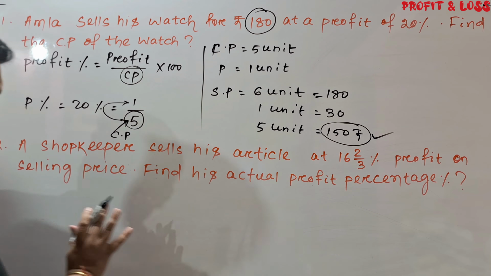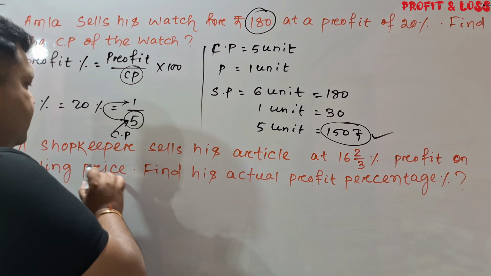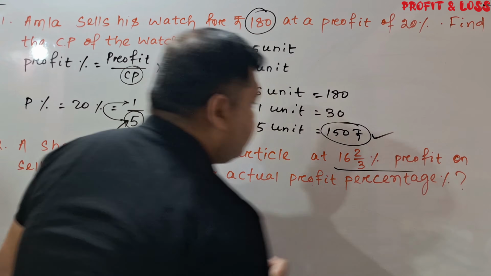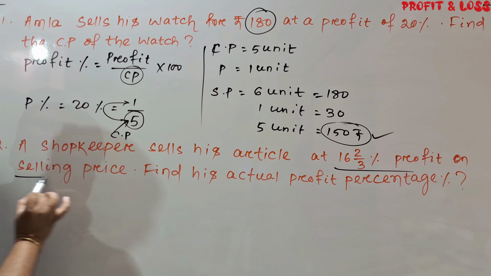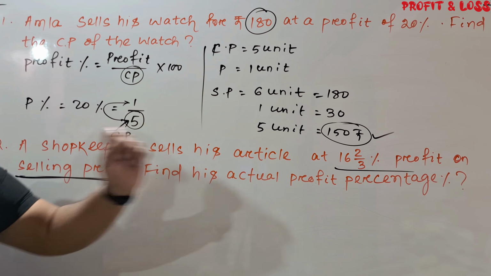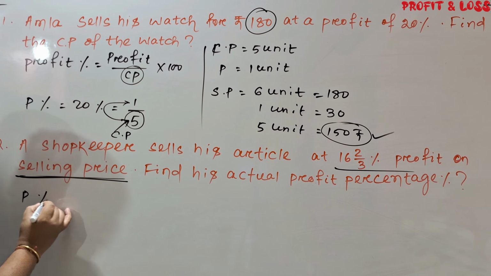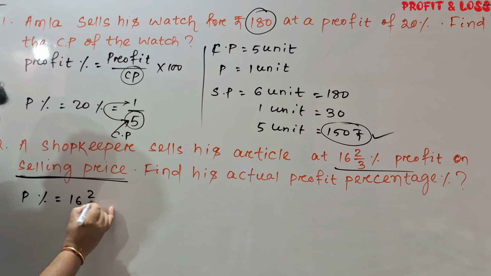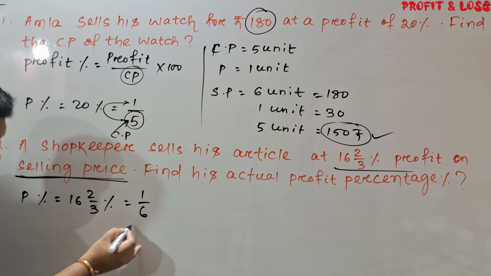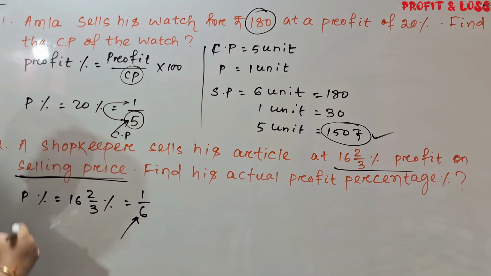Easy one. Can you handle question number 2? Similar but important. Why important? Here a shopkeeper sells his article at 16 whole 2/3% profit on selling price. Normally profit is calculated on cost price, but here the profit percentage is given on selling price. 16 whole 2/3% means 1/6. Normally this 6 indicates cost price, but here profit is calculated on selling price.